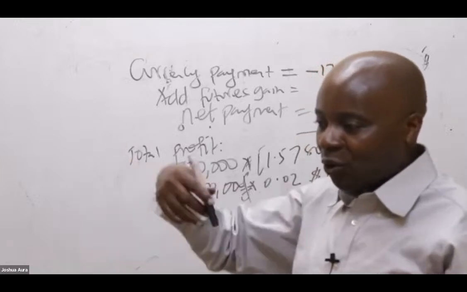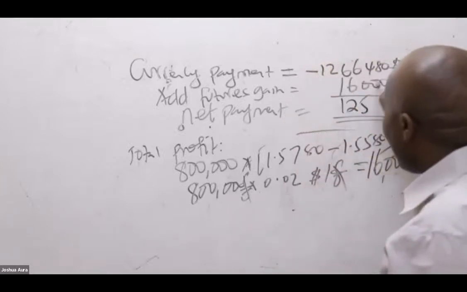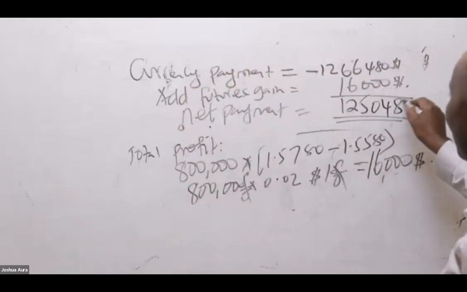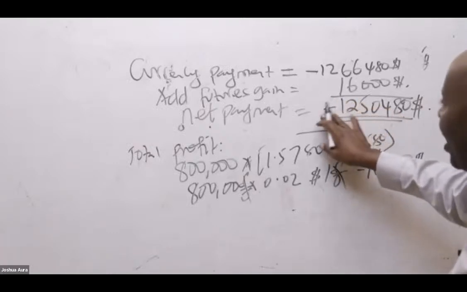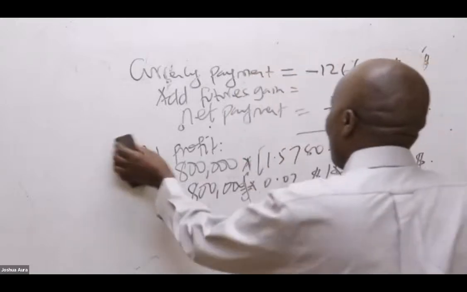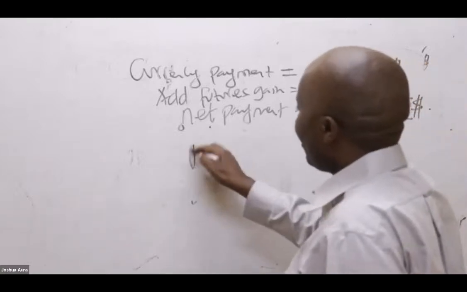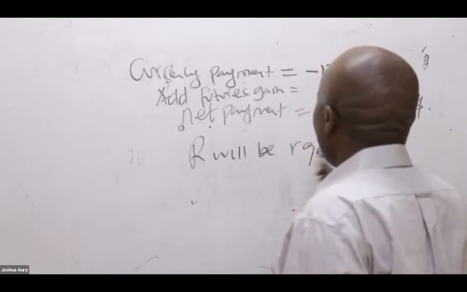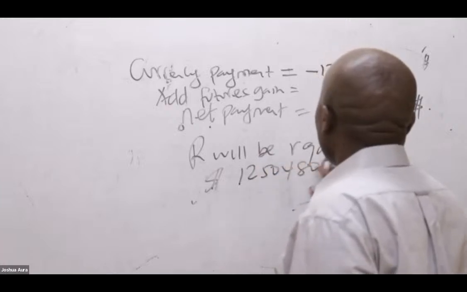Because remember, the bank sold to us as we paid. So then this Gordon Ware tells me it is 125,0480. So basically, this company will be required to pay. R will be required to pay $12.50 for 80.